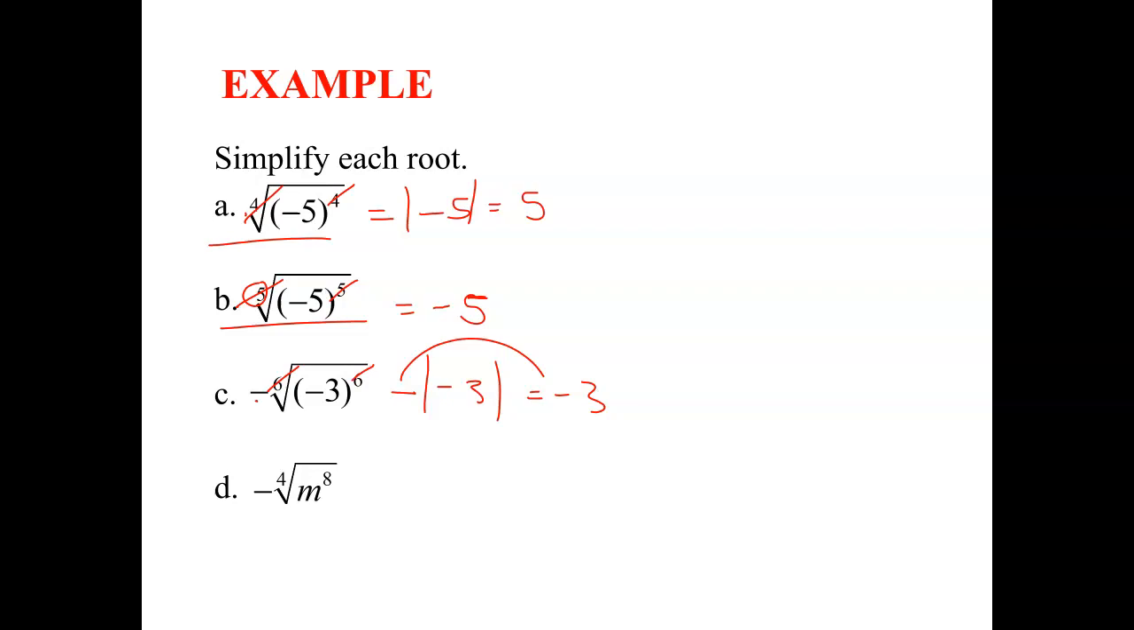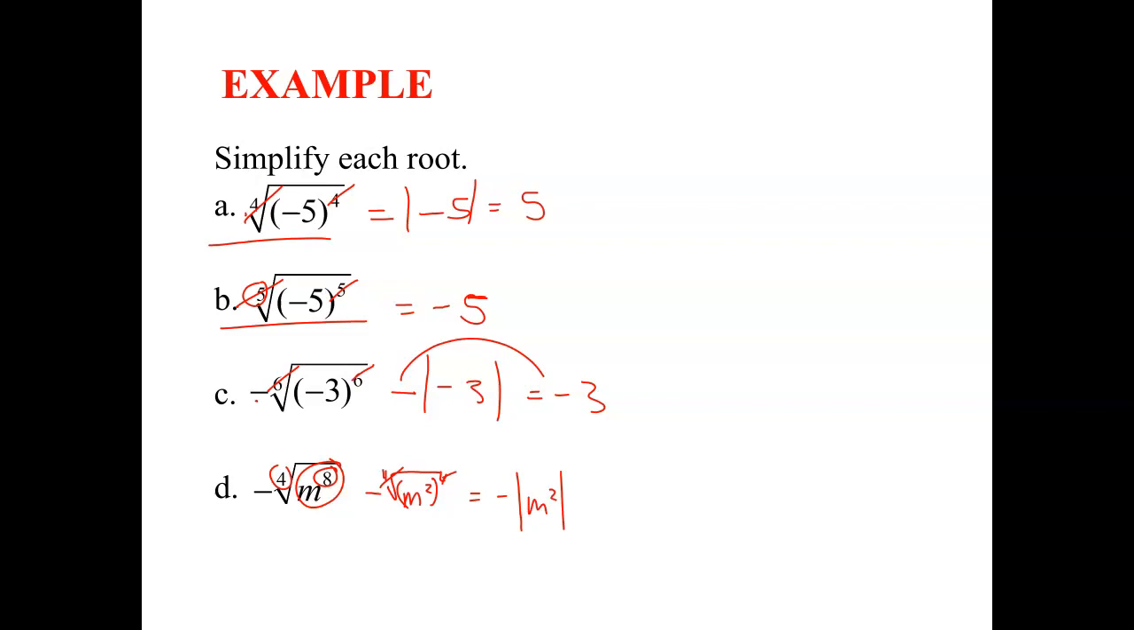Here, these don't match, but I can break up m to the 8th, and I can write it as the 4th root of m squared to the 4th. That's our power rule. We break apart the factors of our exponents. 2 times 4 gives me the 8, so I have m to the 2nd power to the 4th power. So now they match. Do I need to use absolute values? They're even, right? So even says yes, let's use absolute value. So I have negative, that cancels, absolute value of m squared.